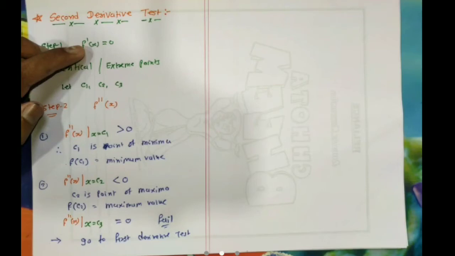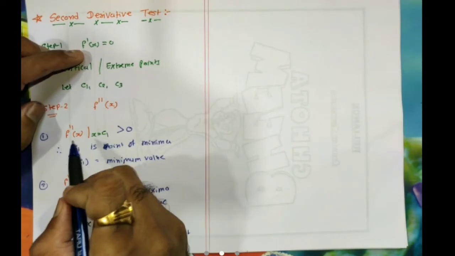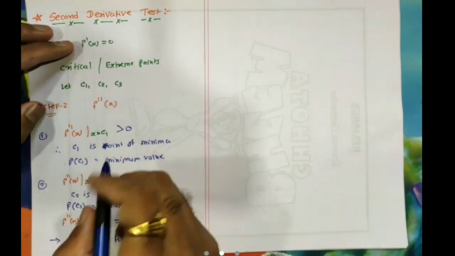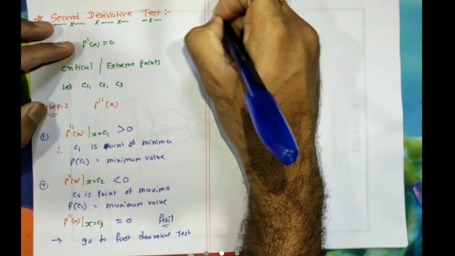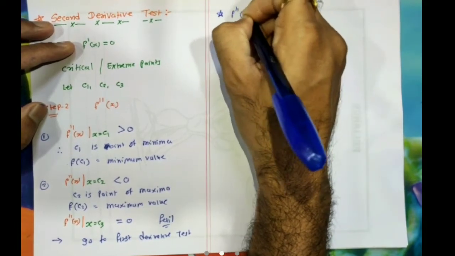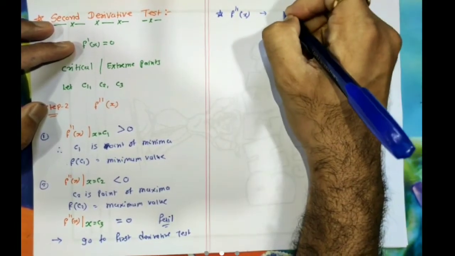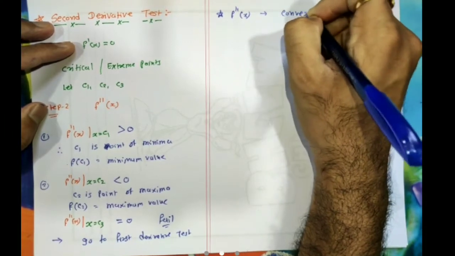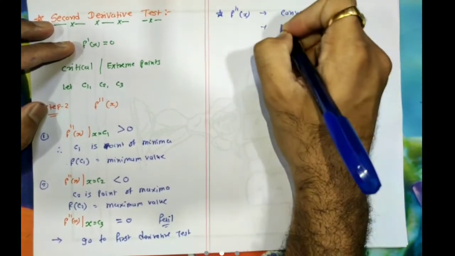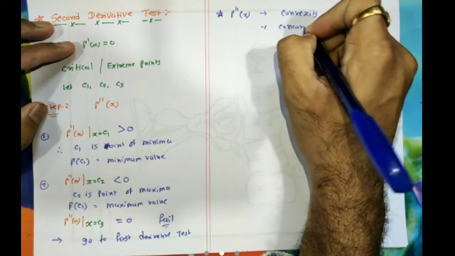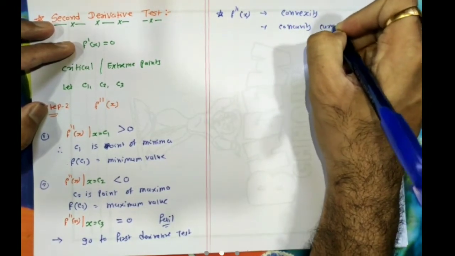Done? So that means at the point of maxima and minima that we have discussed, we are getting a tangent which is parallel to the x-axis. Done? Now, what is the meaning of this f double dash x? Second order derivative of any function will give us concavity or convexity. So the second order derivative will give us convexity of the curve or concavity of the curve. Done?